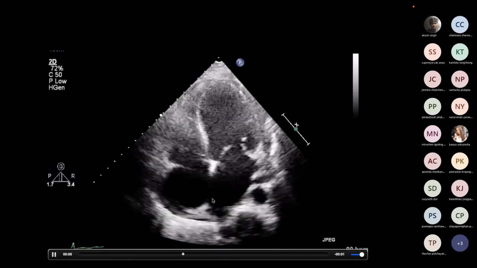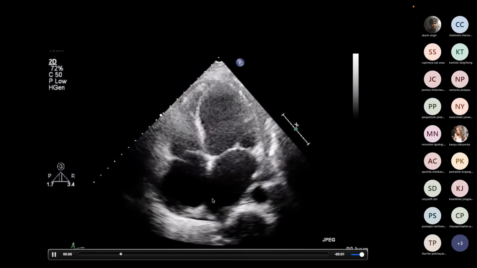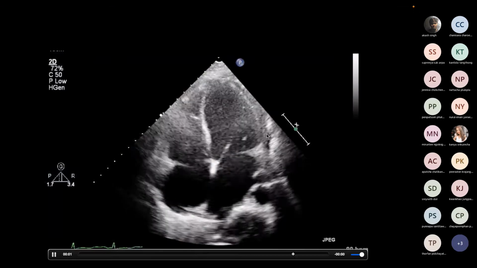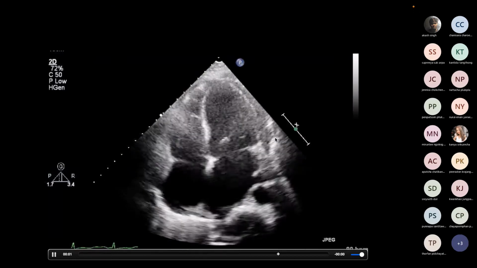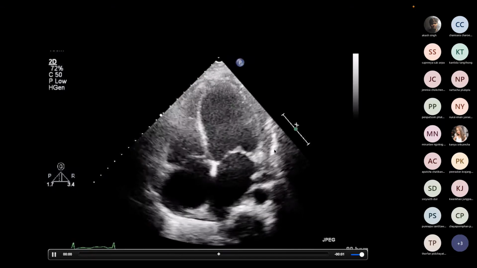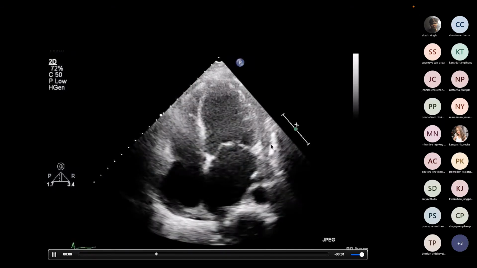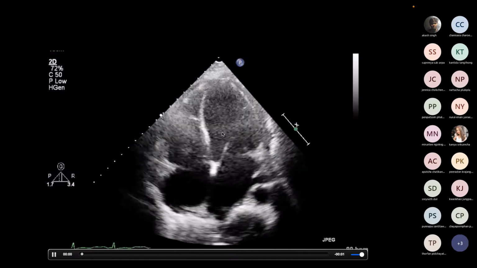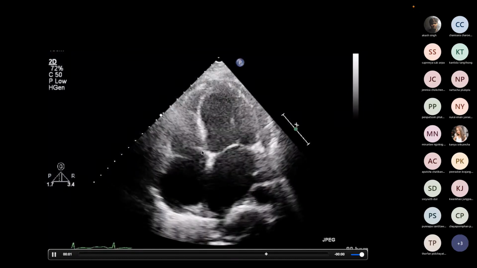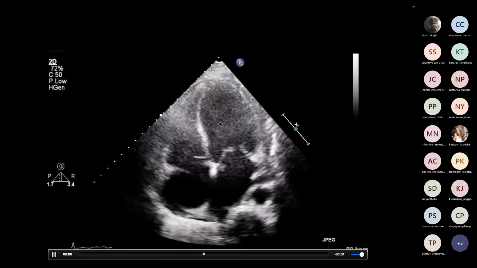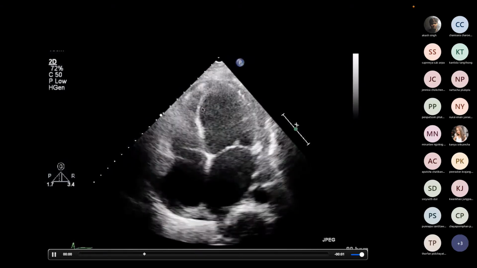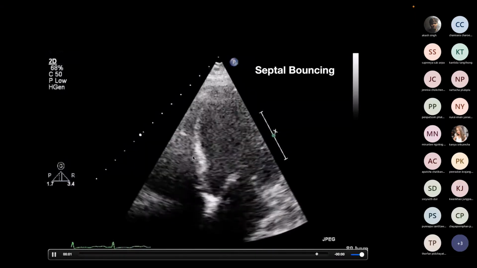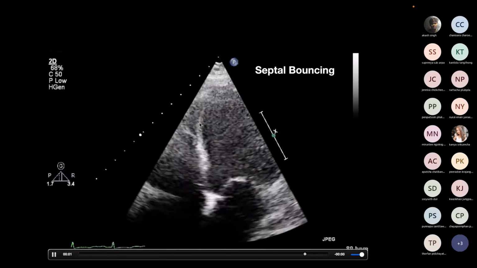So this is a 4-chamber view of the patient with constrictive pericarditis. As you can see right away, there's a little bit of fluid here, but outside here is the pericardium. It's very thickened. You can see it's very white and quite thick, nearly a centimeter thick. And if you look carefully at the septum between the RV and the LV, you can see that it's moving, bouncing between them. And that is called septal bouncing. That's a subtle bounce between them.